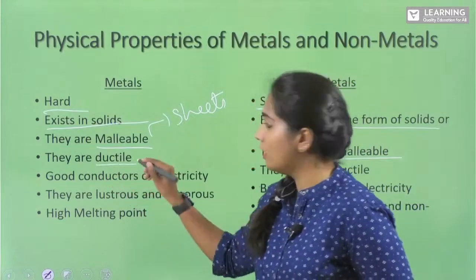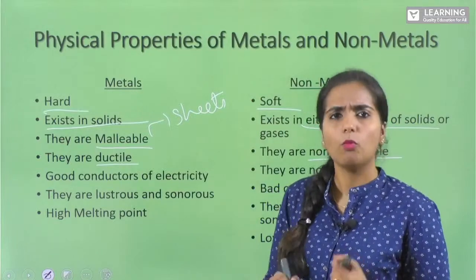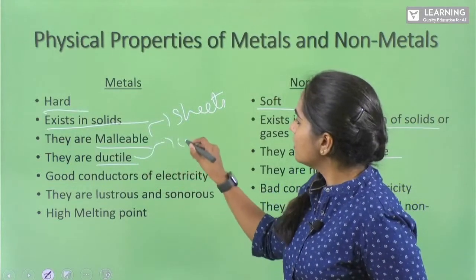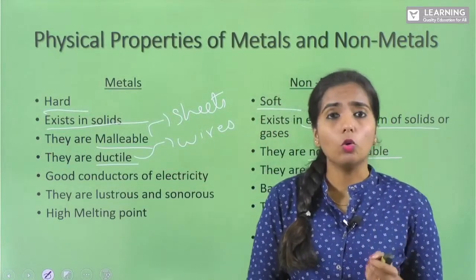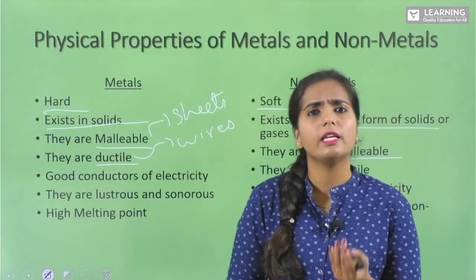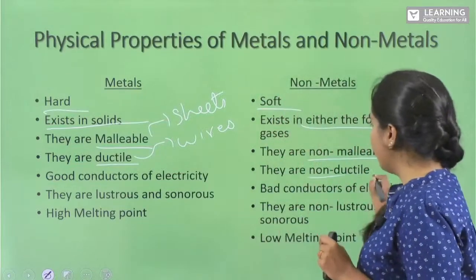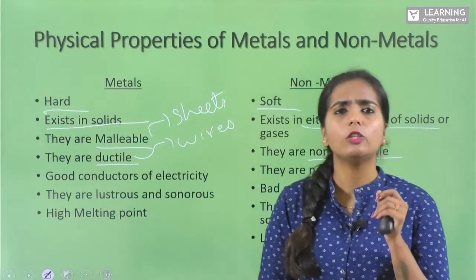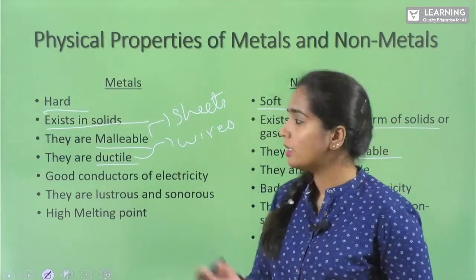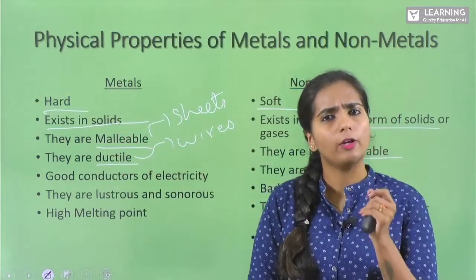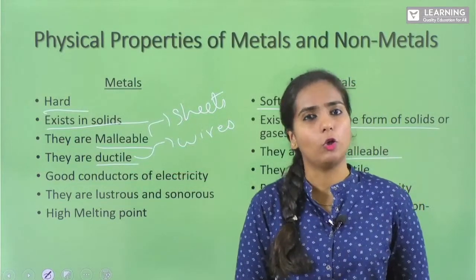Followed by, they are ductile. The next important characteristic of metals is that they are ductile. What is ductile? Yes, it is nothing but formation in the form of wires. Metals can be made into the form of wires, but non-metals are non-ductile. So these are the 2 very important characteristics you have to remember, students: metals are malleable and non-metals are not malleable, and metals are ductile and non-metals are non-ductile.